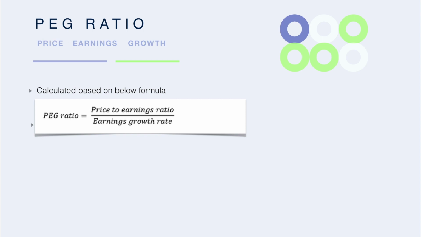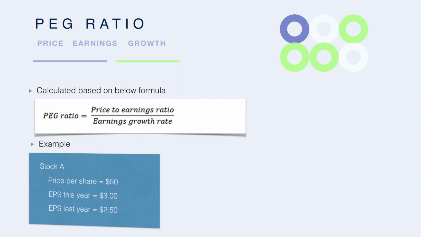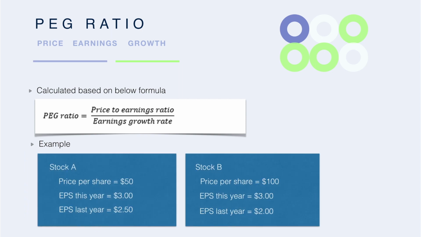Now let's assume the following data for two hypothetical companies, stock A and stock B. Stock A: price per share equals $50, earnings per share for this year is $3, earnings per share for last year is $2.5. Stock B: price per share equals $100, earnings per share for this year is $3, earnings per share for last year is $2.